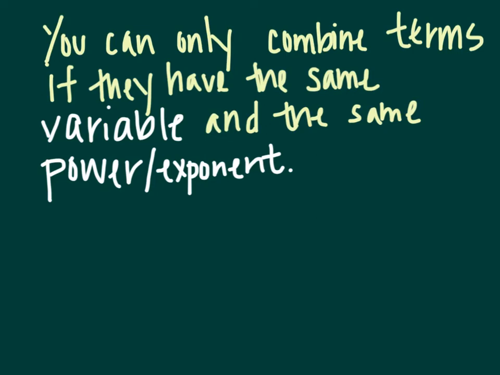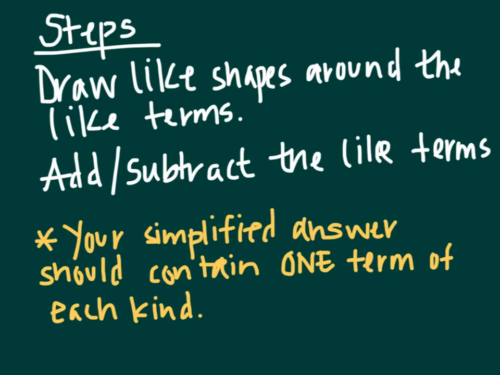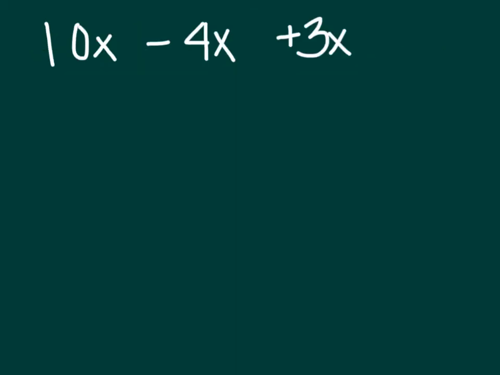We are allowed to combine like terms if they have the same variable and the same power or exponent. Our steps to do this, we're going to start by drawing shapes around our like terms. Then we'll add and subtract them. Our final answer should contain only one term of each kind. Let's try an example.